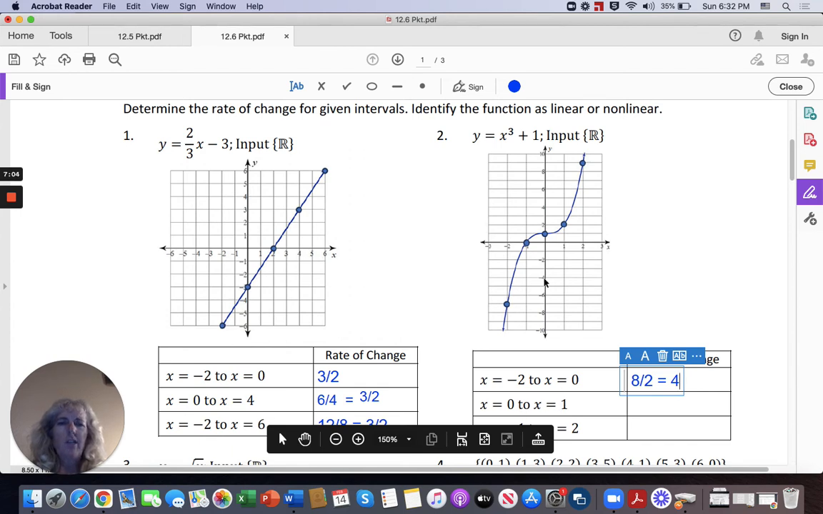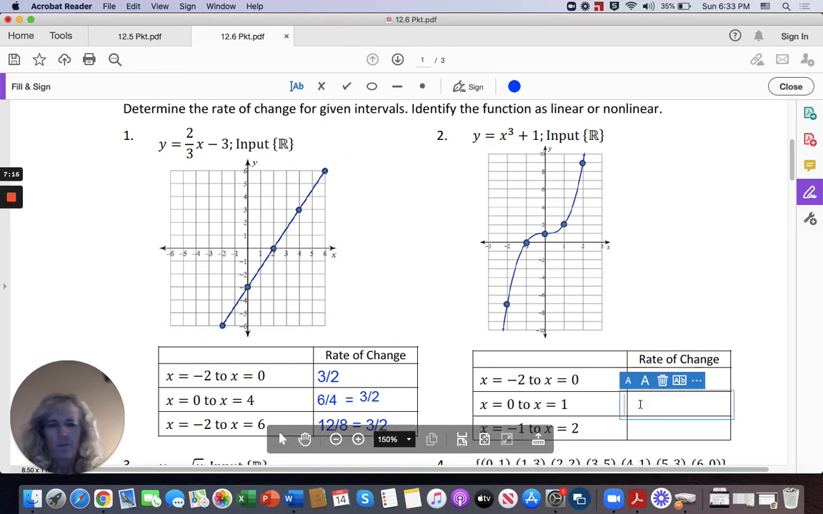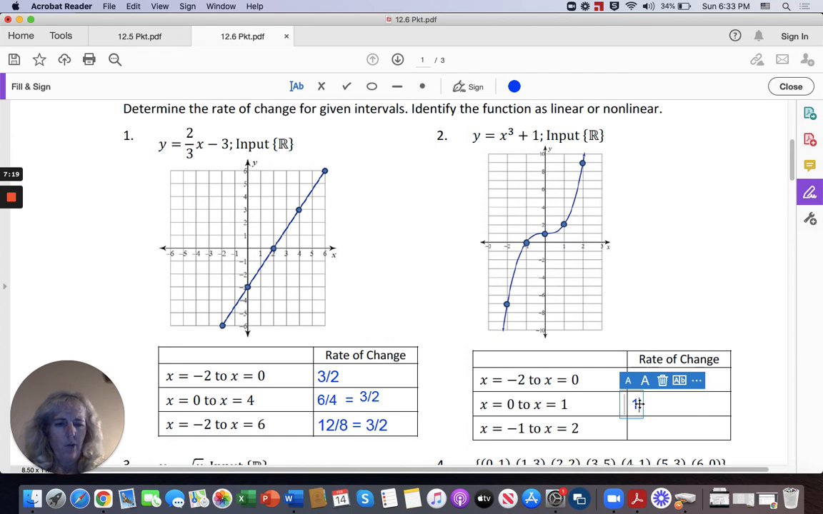Now it says from 0 to 1. So from my x value 0 to 1, I rise 1 and I run 1. So if I put that over here, I'm going to put rise 1 and I run 1. Rise over run. And that simplifies as well to 1.